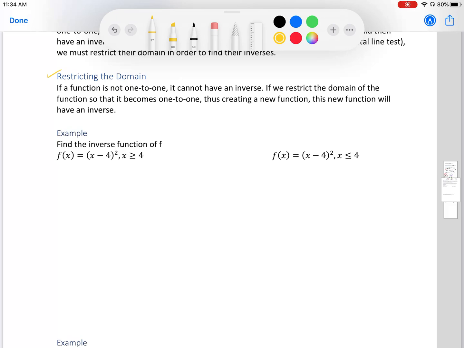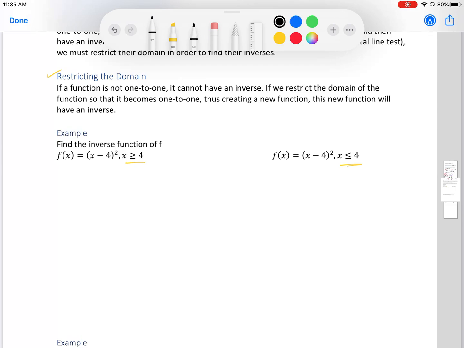All right, here we have an example. Find the inverse function of f of x equals x minus 4 squared when x is greater than 4. And then we have another one: f of x equals x minus 4 squared when x is less than 4. So let's go ahead and find the inverse. Now that we have restricted the domain, we should be okay.